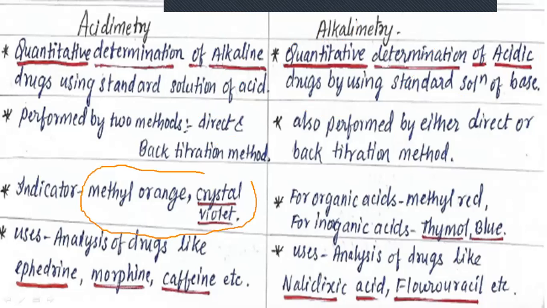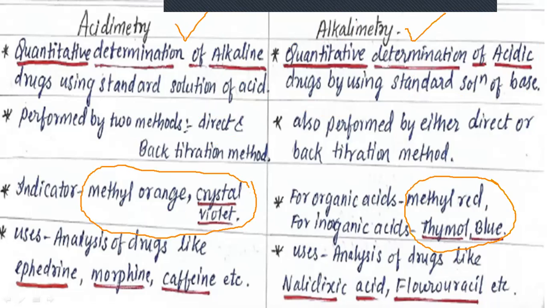And these two methods will be used in the presence of indicators. These are the main indicators. When we are performing acidimetry, it is methyl orange and crystal violet. These indicators will be used to identify the endpoint. And methyl red and thymol blue will be used to identify the endpoint when we are using the alkalimetry technique.